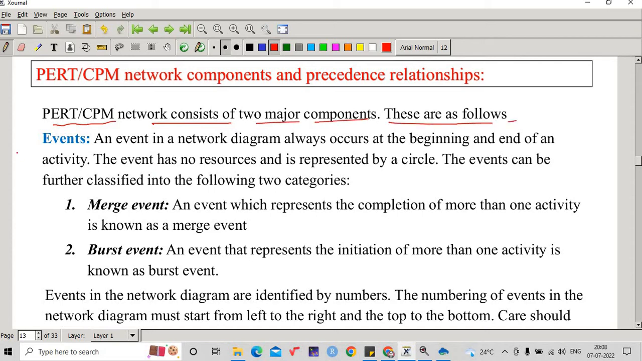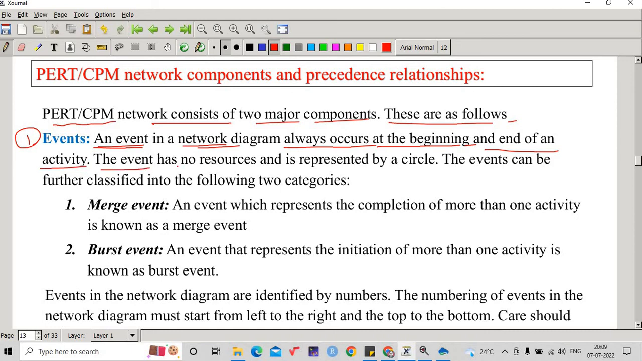These are as follows. Number one, events. An event is a very important concept. An event in a network diagram always occurs at the beginning and end of the activity.